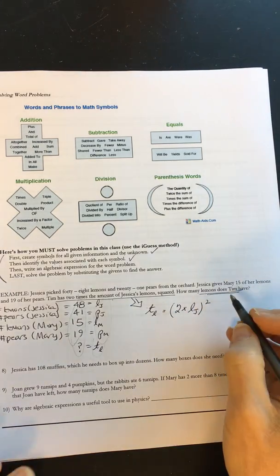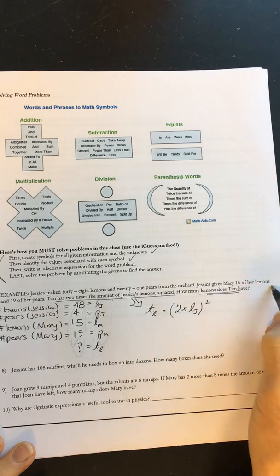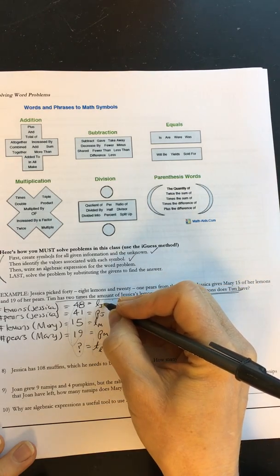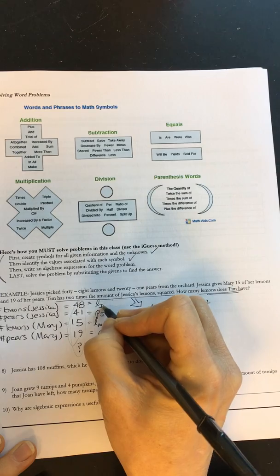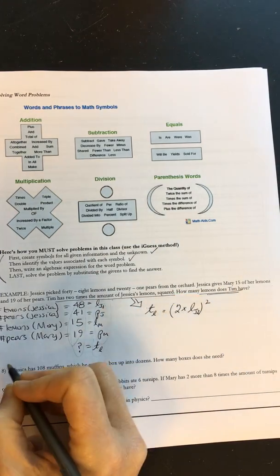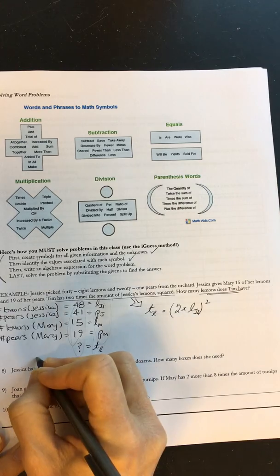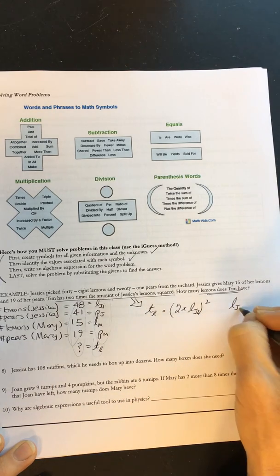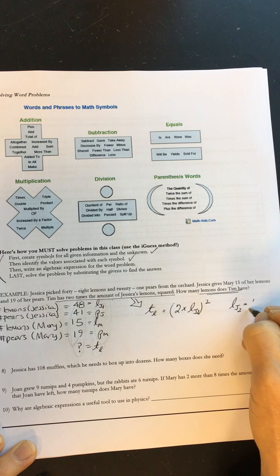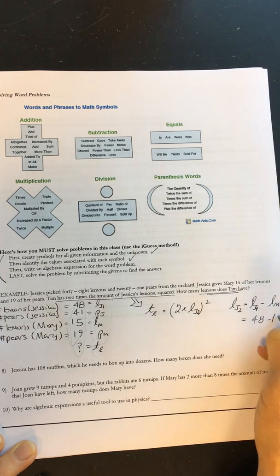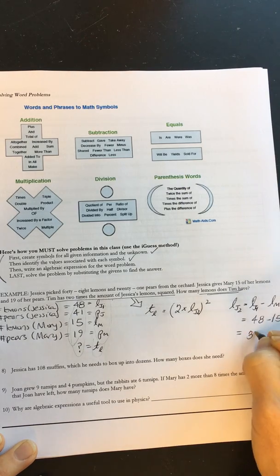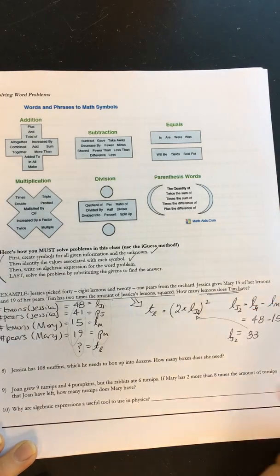Okay. The problem is that Jessica gave Mary 15 of her lemons. So Jessica doesn't have 48 anymore. So we need her second amount, right? This is her first amount. And since she gives some of them away, Jessica's second amount of lemons is her first amount of lemons minus the amount she gave to Mary. So we first have to do that. 48 minus 15 is going to be 33. So that's the amount that she has. This goes in there. So now we can solve it.